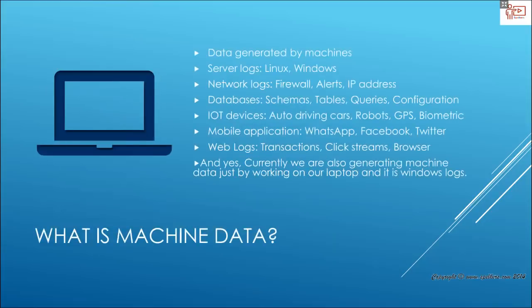Okay. So basically, what is machine data? Machine data is nothing but the data which is generated by machine. For example, if I'm using my laptop, whenever I click something, whenever I delete some folder, whenever I open my browser, each and everything will generate some machine data. In fact, currently also, if I'm using my laptop or if you are using your laptop, we are generating some machine data logs, and if you are using a Windows machine, those will be known as Windows logs.